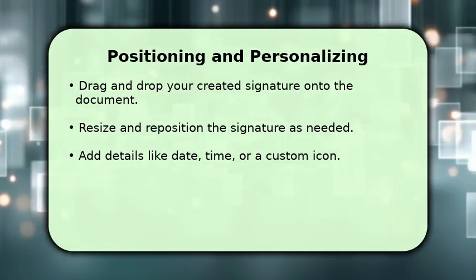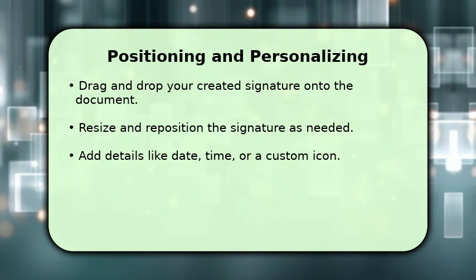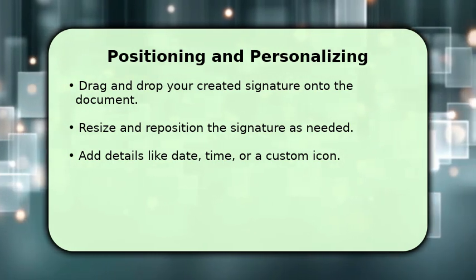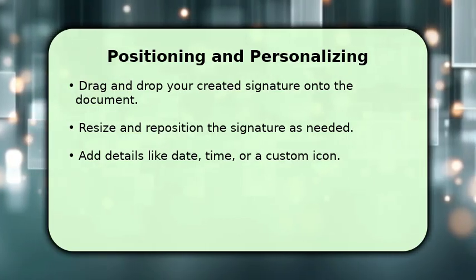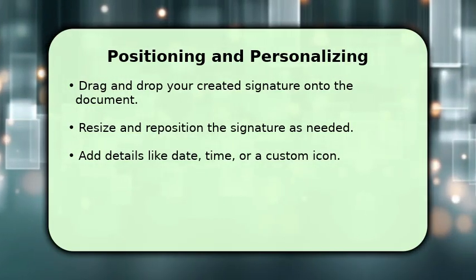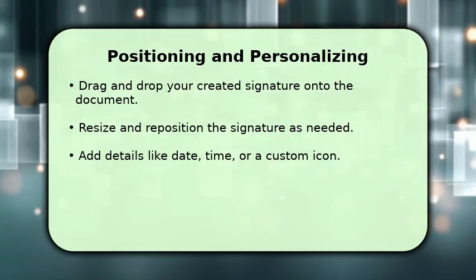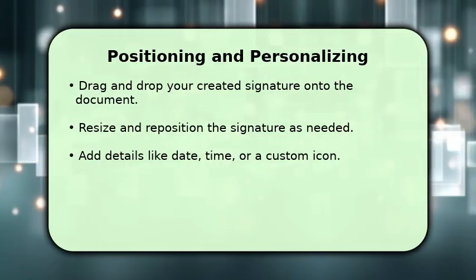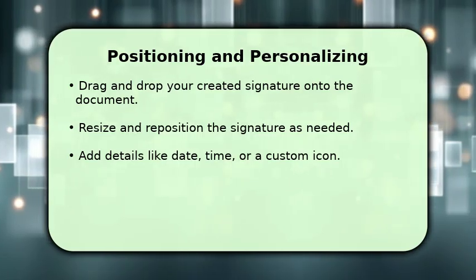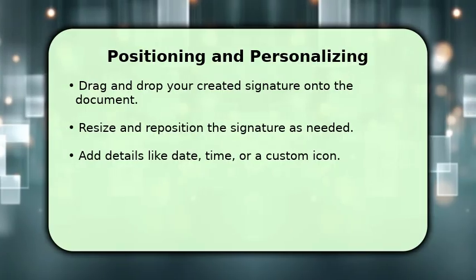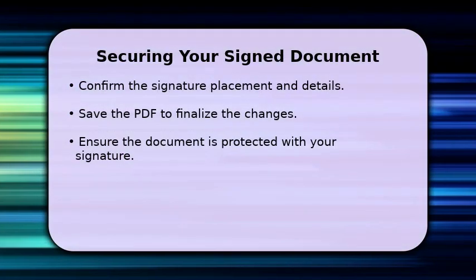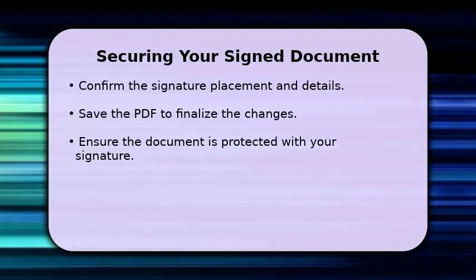Select your desired signature from the Signatures and Initials pane. Your cursor will change, allowing you to click and drag to position the signature precisely where you need it. You can easily resize it to fit the available space. For digital signatures, you can also customize its appearance by adding details like the current date, time, or even a custom icon. After placing and customizing your signature, review its position and any added details to ensure everything looks correct.